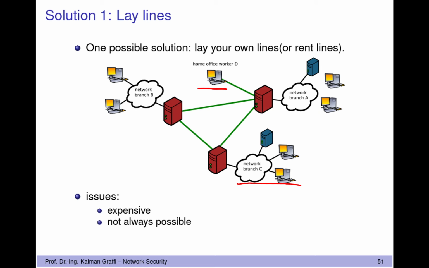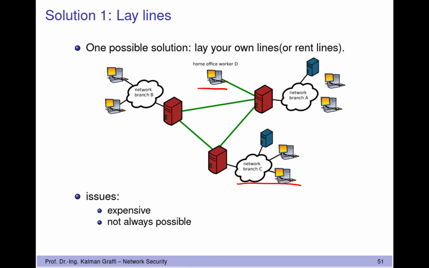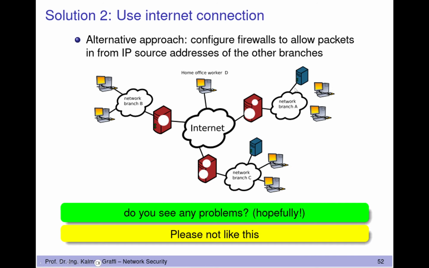So what we need is some kind of approach that allows us to use the internet that we have available, although there's lots of evil involved, and connect those machines. Another approach would be just to leave holes open so that our remote worker can connect to our network branch, but that also is not a right way.